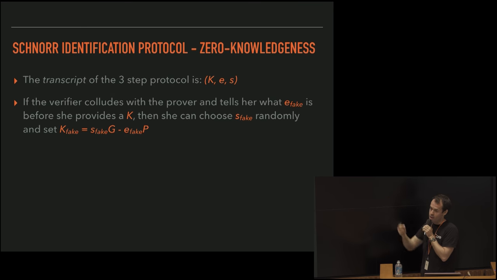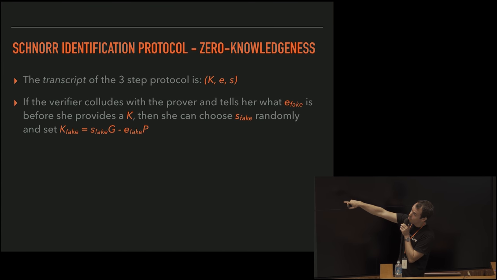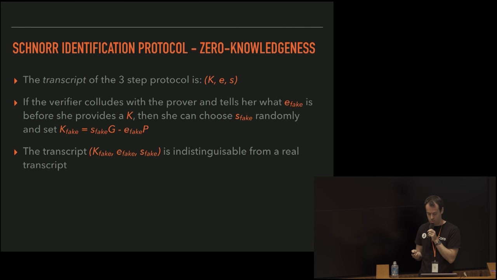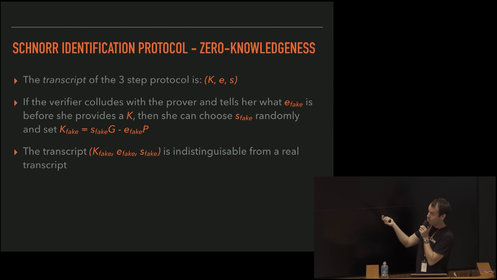I then choose S fake randomly. So I choose my signature randomly, and then I can compute a big K very easily: K fake equals S fake times G minus E fake times P, right? The transcript is then K fake, E fake, S fake.